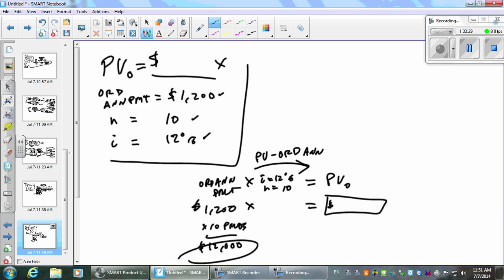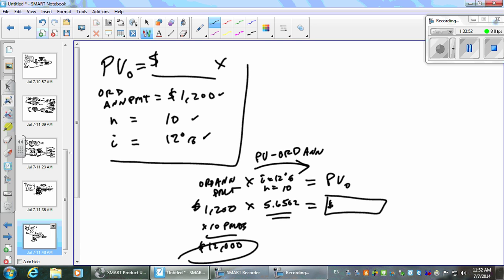How much is the factor? 5.65. What's worth $5.65? $1 received at the end of each period for 10 periods, and then the interest taken out of it. The interest would be $4.35 on that $10 payment stream. This is 10 factors added together. That's what your calculator is doing for you.